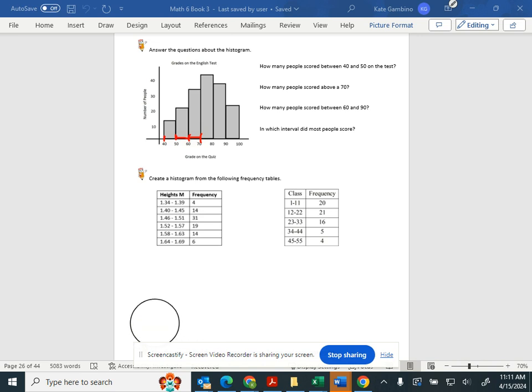Any questions on the histogram? How are we feeling about the histogram? Feeling good about the intervals?